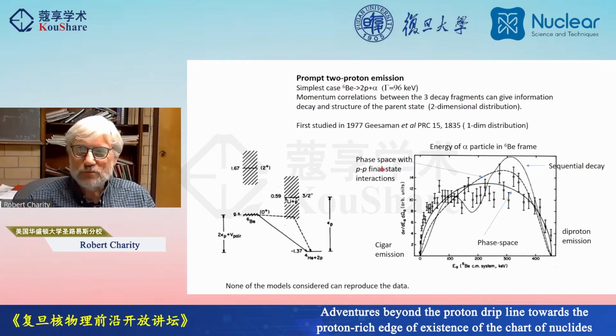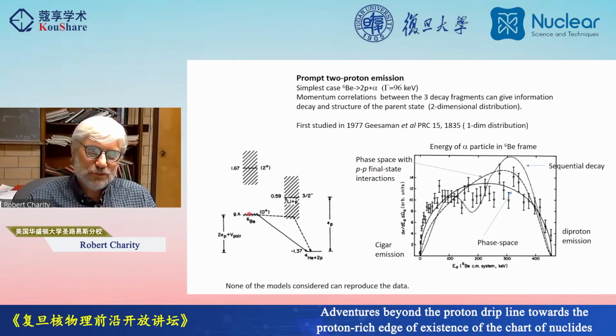The other model, which was maybe more serious, was this sequential decay idea, which I mentioned. So beryllium-6 is here. If it emits one proton, it's going to end up in lithium-5. Lithium-5 is way up here. Most of its line shape is energetically inaccessible. It's only this low energy tail that you could decay to, and then lithium-5 would decay to the ground state of helium-4.